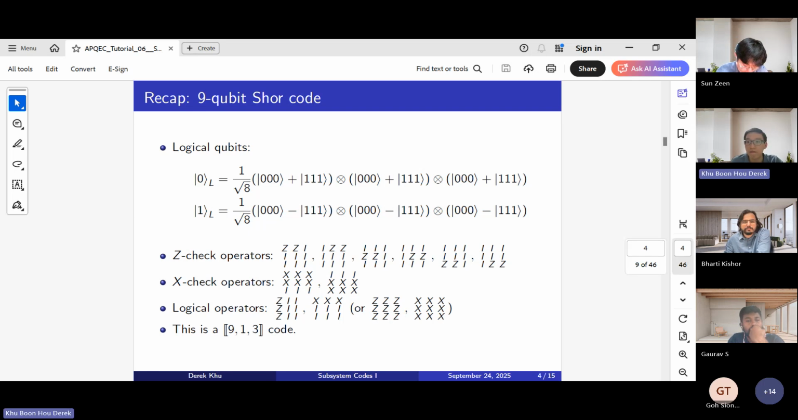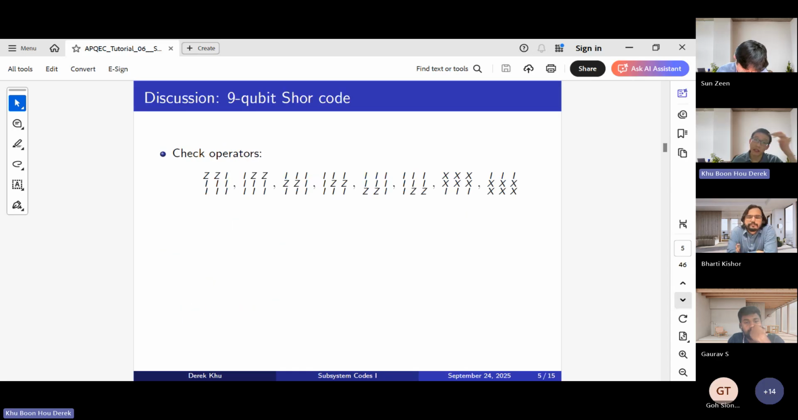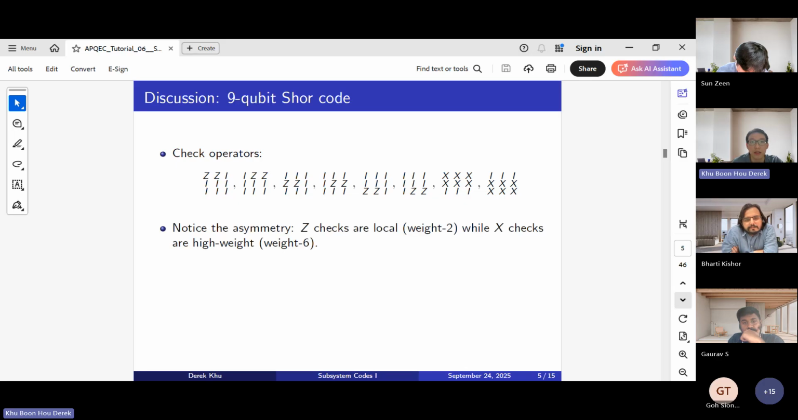Right, so moving on. Let's talk about this 9-qubit Shor code. These are the check operators that we saw on the previous slide, with 6 Z check operators and 2 X check operators. There is a little bit of an asymmetry because the 6 Z check operators are all local, weight 2, and the X check operators are pretty high weight. They are weight 6, spread across an entire row or column, like 2 rows.